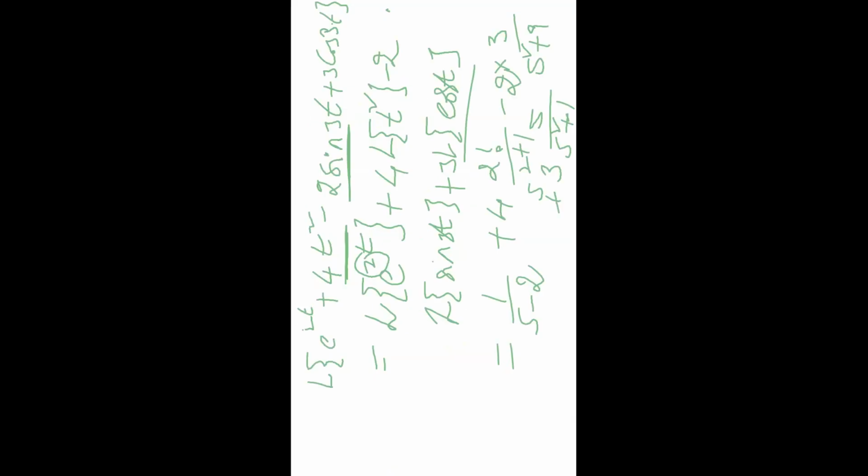Simplify the equation. 1 by s minus 2. 2 factorial equals 2. 4 into 2 equals 8 by s power 2 plus 1, that equals s cube.